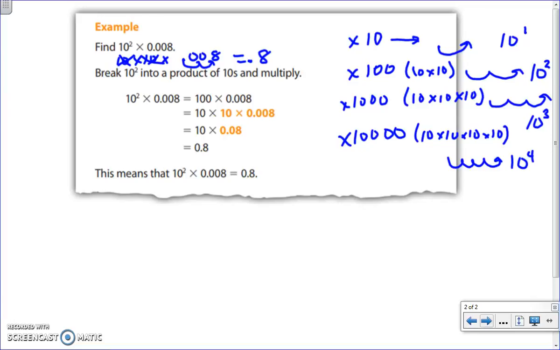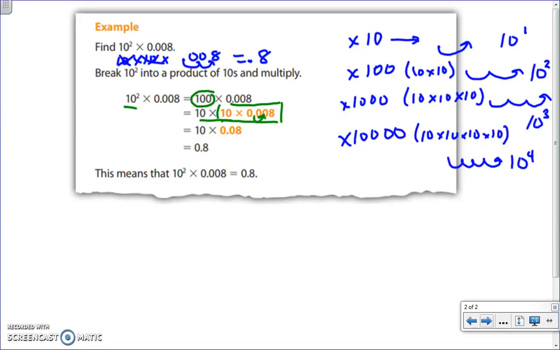In the example here, it looks like they write it out a little differently, kind of similar to what I just did. They say 10 squared is really 100 because 10 times 10 is 100, so they just change it to 100. Or they think about 100 as being 10 times 10, which is the approach that I took. And so 10 times 0.008, or 8 thousandths, would move it one spot, right there.